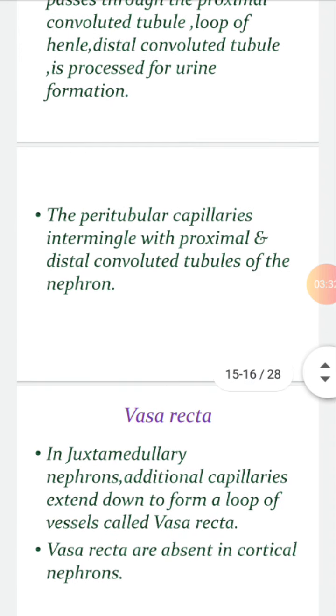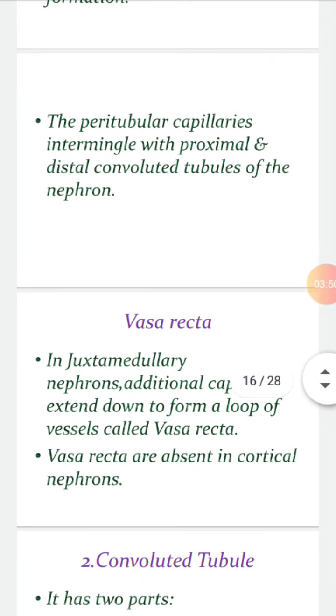Now, there is the vasa recta. In juxtamedullary nephrons, additional capillaries extend down to form a U-shaped loop of vessels called the vasa recta. So, the vasa recta is also a series of vessels. Vasa recta are absent in the cortical region or cortical nephrons.